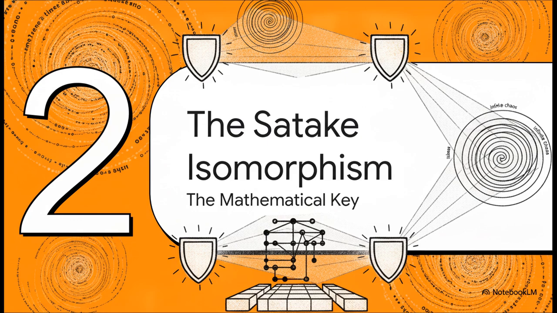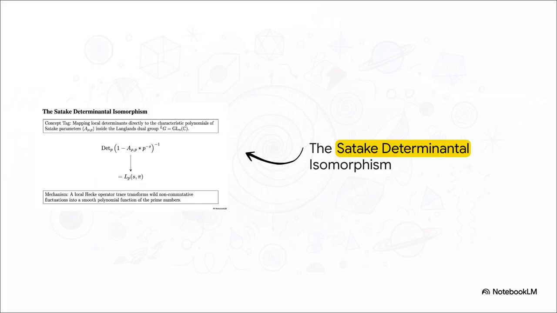This is the mathematical key we need. Now, check out the core mechanism happening in the denominator here. The local Hecke operator trace takes those wild, unpredictable fluctuations and, almost like magic, transforms them into a perfectly smooth polynomial function of prime numbers. By mapping local determinants to the characteristic polynomials of Satake parameters inside the Langlands dual group, we translate totally erratic matrix geometry into an exact L-function, L sub p of s, pi. Prime numbers essentially become an arithmetic vise, clamping down on the phase variance.